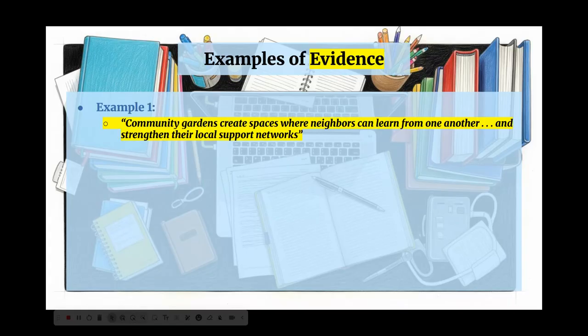Some examples of evidence are: community gardens create spaces where neighbors can learn from one another, ... and strengthen their local support networks. So notice we have an ellipsis here, and that just tells us that there was more to this quote, but we took it out because we didn't need it. So that's how you use ellipses. Just replace the information you don't need with it.